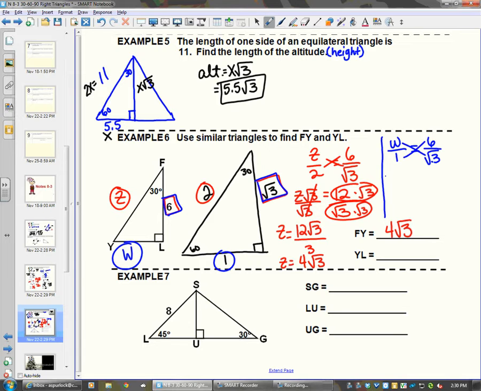Cross multiply, and you get W square root of 3 is equal to 6. And then what would you do? Divide by the square root of 3, then multiply by the square root of 3. Perfect. So what's left on top? 6 square root of 3, and what's left on the bottom? 3. So if I reduce that, what do I get W to be? Which gives me the length of YL.